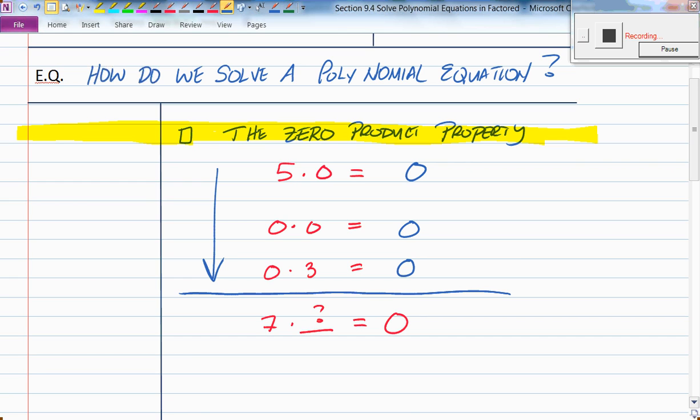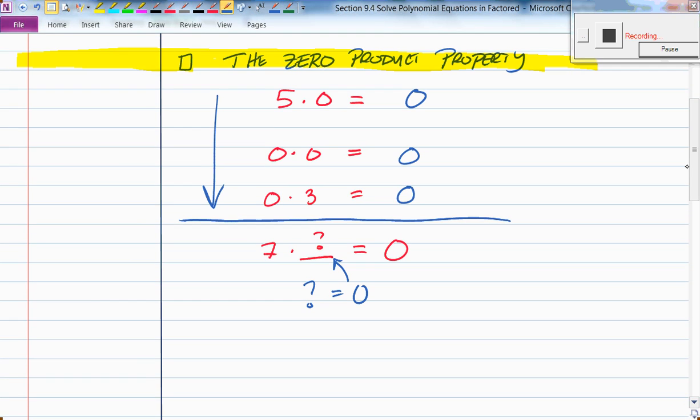Now, those first 3 problems are all illustrating a property. If you know 7 times a number has to be 0, what does that question mark have to be? 0. That's the only thing that would fit there. So you guys understand the zero product property. The 0 means that somewhere there's going to be a 0, and product means that you're going to multiply together. So we have to do some multiplication.